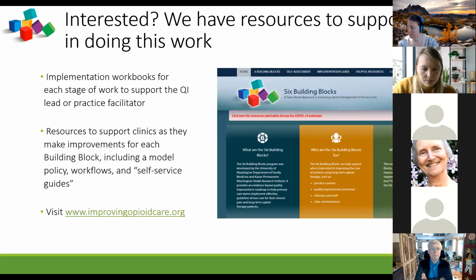So, next slide. There are a lot of resources on our website, improvingopioidcare.org. You can go there and find a lot of resources for clinics: model policies, model agreements, scripts for difficult conversations with patients. There's a resource on setting up a buprenorphine program in your clinic, and one on the impact of COVID on chronic pain care and telehealth. So a lot of resources there for everybody to look at at improvingopioidcare.org.